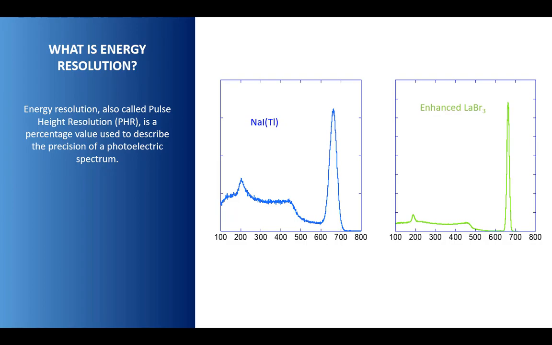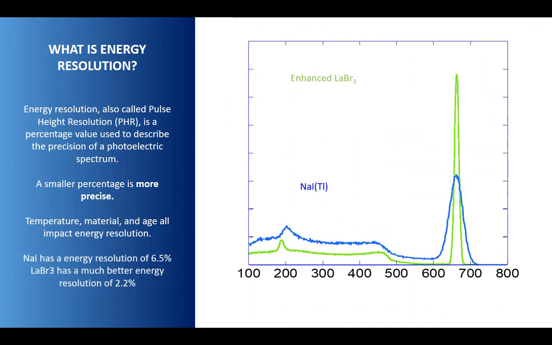The taller and thinner the photopeak, the smaller the percentage. The smaller the percentage, the more precise the spectrum. There are a few different factors that impact energy resolution, including the temperature of the environment and the material and age of the scintillator. For example, sodium iodide has an energy resolution of 6.5%, and lanthanum bromide has a much better energy resolution of 2.2%.